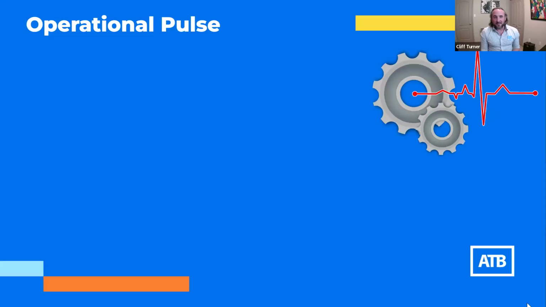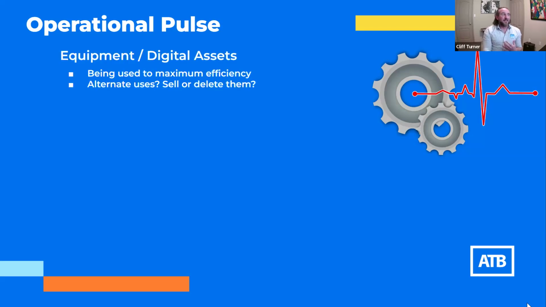And then the last part is the operational pulse check. So again, no formulas here, nothing like that, just a matter of asking some questions. First of all, look through all of the equipment and digital assets that you have. Depending on your business, this could be very different. This might be trucks, this might be woodworking equipment like Diane, this might be software, whatever it happens to be for your business. But basically just asking, are these things being used to their maximum efficiency?